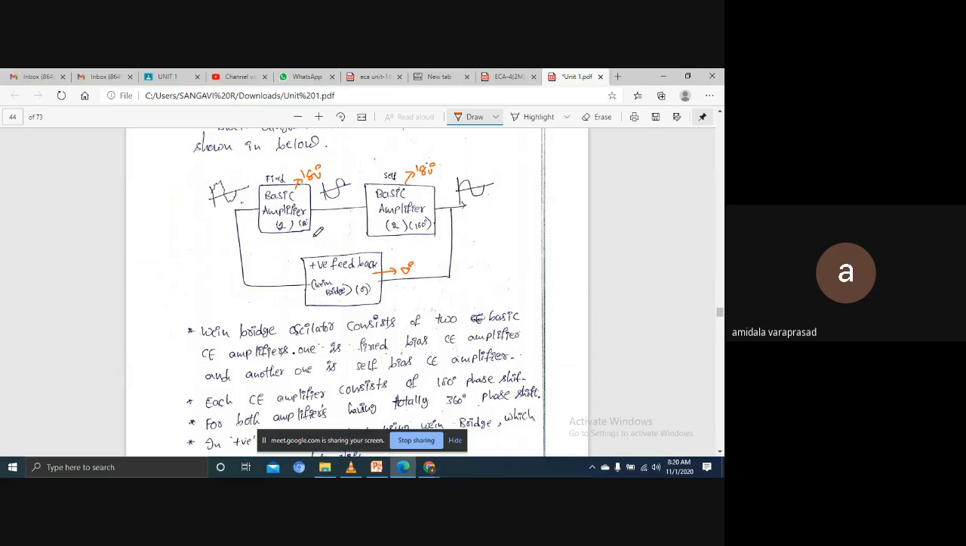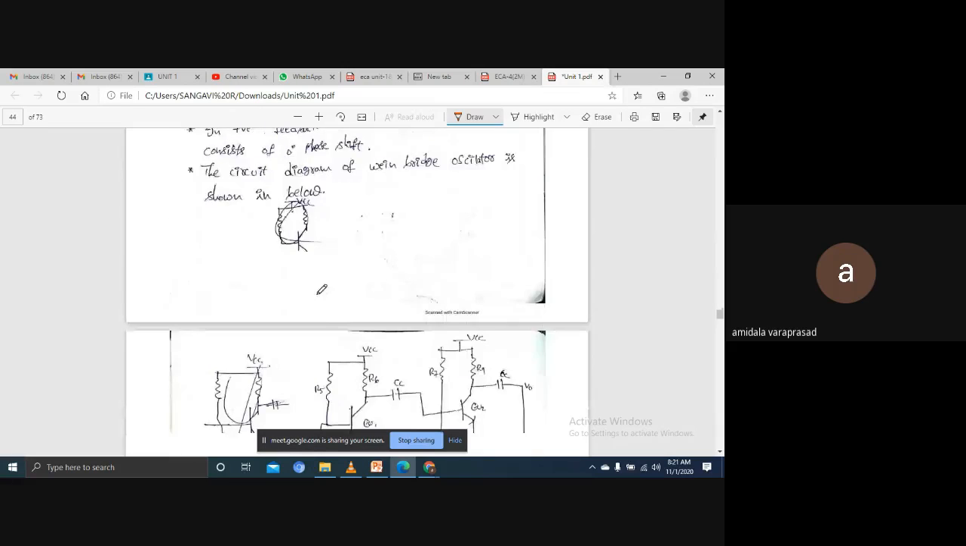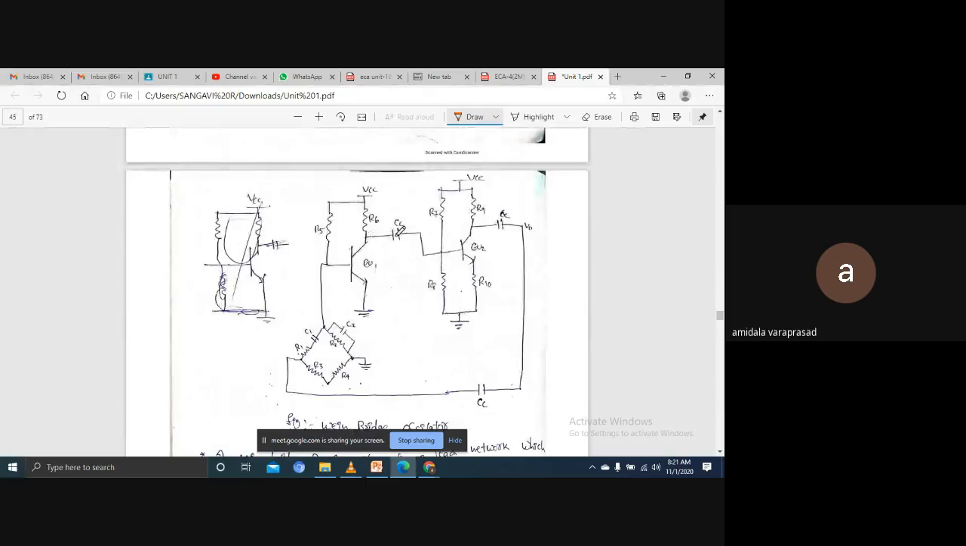So the angle between A and B should be 0 or 360 degrees. Those points we have written here, you can take it. Now, for the fixed bias circuit, the output here goes through a coupling capacitance. Coupling capacitance can be used for connecting one circuit to another circuit.